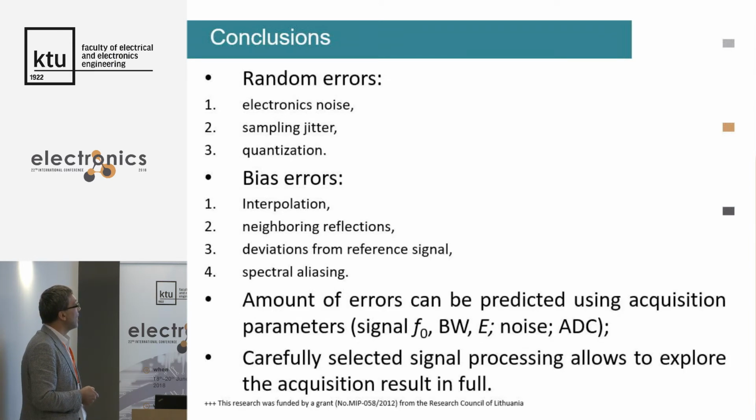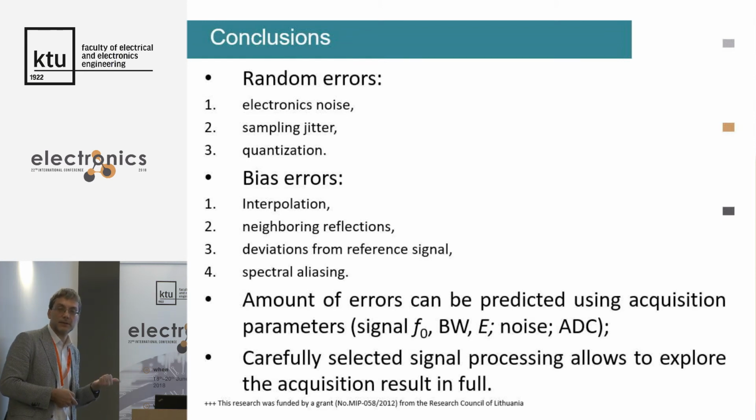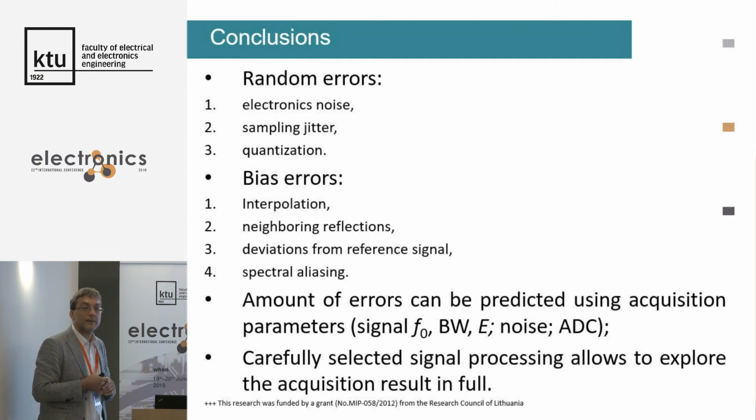When it comes to errors, there are 2 types: random errors and bias errors. First of all, electronics noise defines the amount of random errors, and then sampling jitter, quantization, and of course the signal energy, which is essential, and the effective bandwidth. Bias errors are caused by interpolation, by neighboring reflections, and of course by deviations of the reference signal, because when the signal that you have transmitted travels in the test material, it is affected by dispersion in the frequency domain, and dispersion goes not just in the amplitudes of the signal, which can be easily compensated, but in phase.